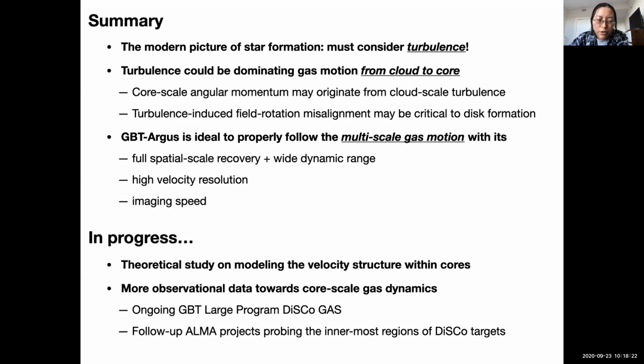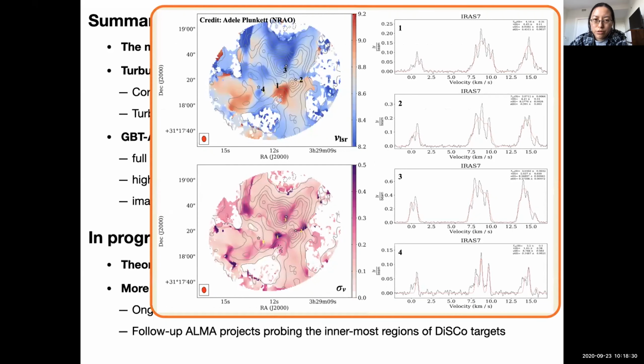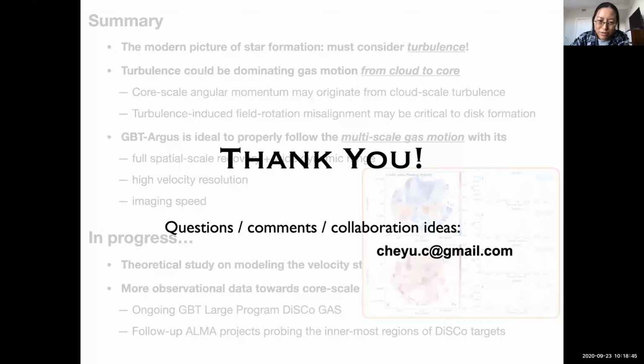And we hope to follow up some of the cores using ALMA to map the innermost region of these targets. And we actually have some preliminary results of our cycle 7 ALMA project, which already shows some interesting structure, like multiple velocity components along the line of sight. So with that, I thank you for listening.